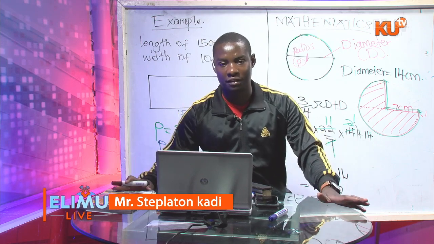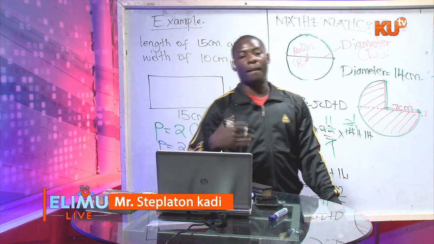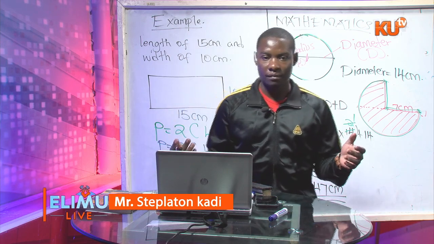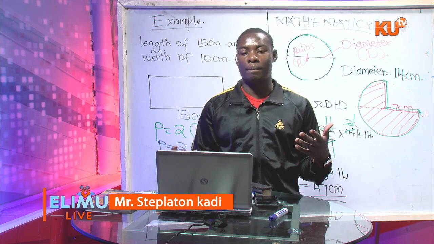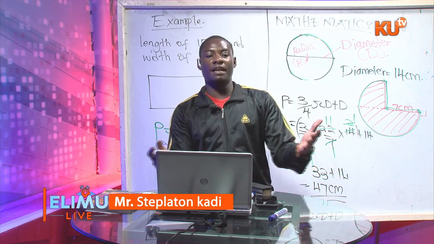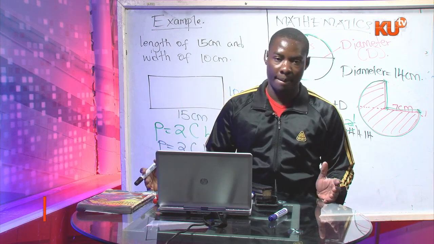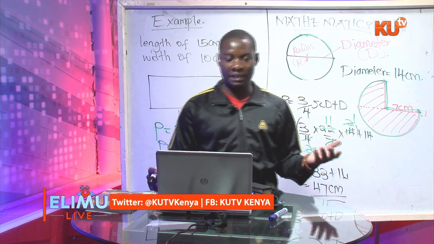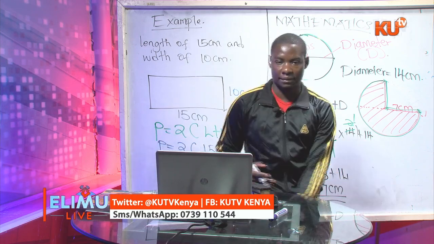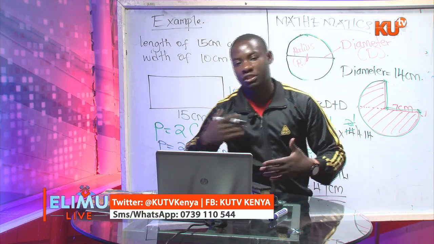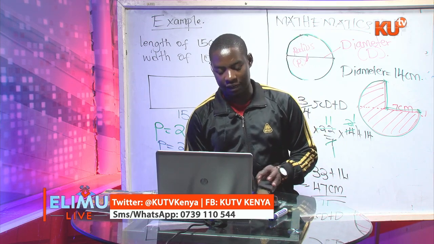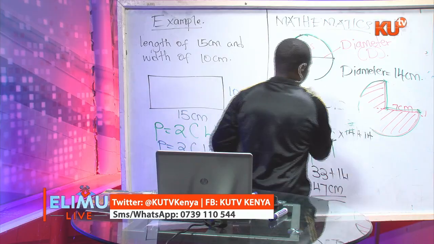Now the last bit of our lesson is application of perimeter in real life situations. So there are questions that involve application of perimeter. So the first question, you can be given maybe a bicycle wheel. Let's say a bicycle wheel has a diameter of 2 meters and then it covered 20 revolutions. What was the distance that was covered? So let's calculate such a question.